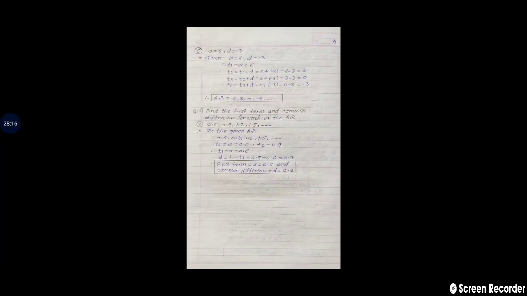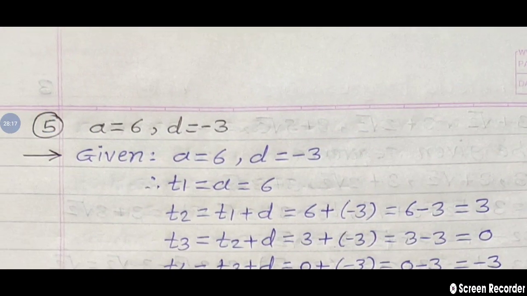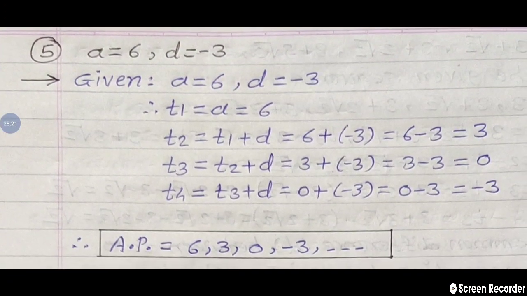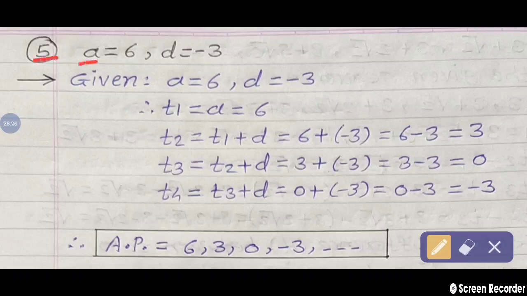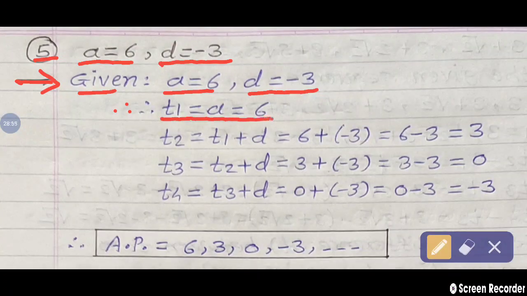Next. All of you understood? We are solving one more example. Now see that. What is given in this example? Example number 5. First term A is equal to 6 and common difference D is equal to minus 3. Now answer. Given A is equal to 6 and D is equal to minus 3. Therefore, T1 means first term. First term means nothing but A. A also represents the first term. So T1 is equal to A is equal to 6.